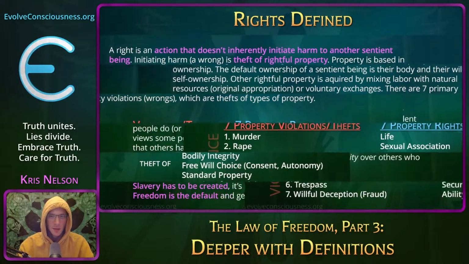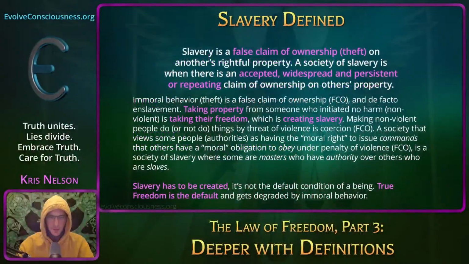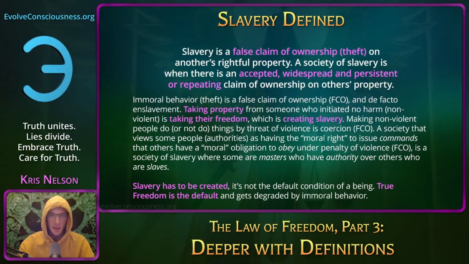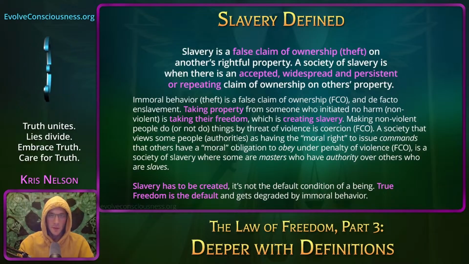Slavery defined. Slavery is a false claim of ownership, theft, on another's rightful property. A society of slavery is when there is an accepted, widespread, and persistent or repeating claim of ownership on others' property. Immoral behavior, theft, is a false claim of ownership, abbreviated as FCO, and de facto enslavement. Taking property from someone who initiated no harm, the person being nonviolent, is taking their freedom, which is creating slavery.